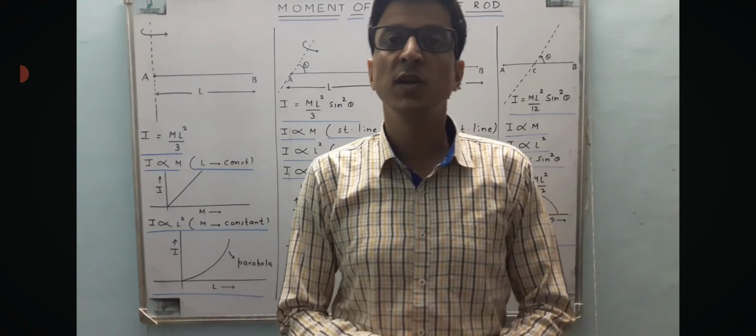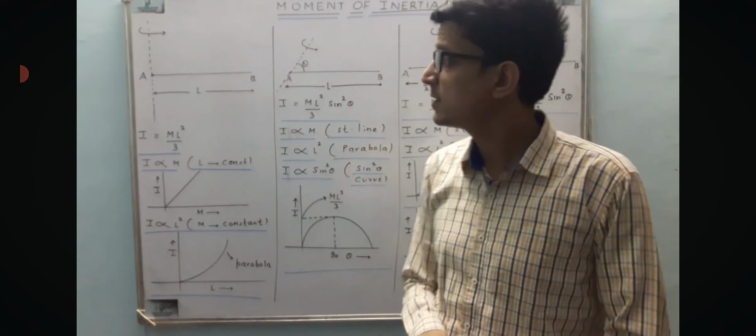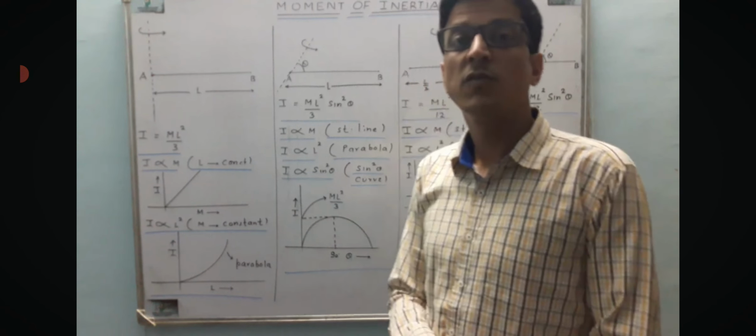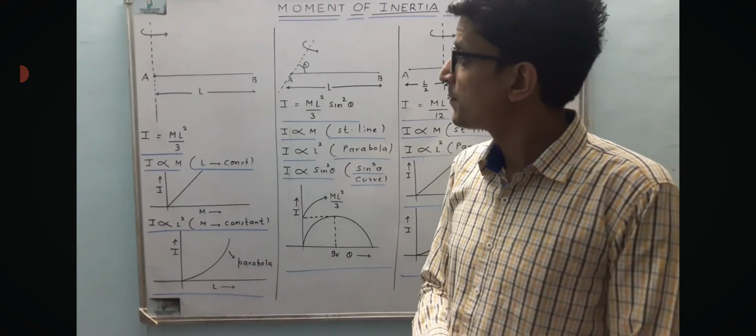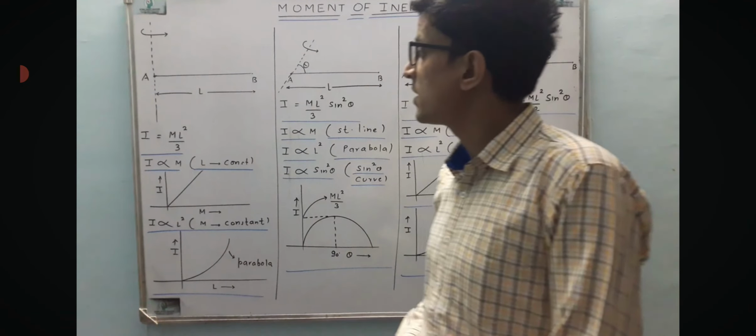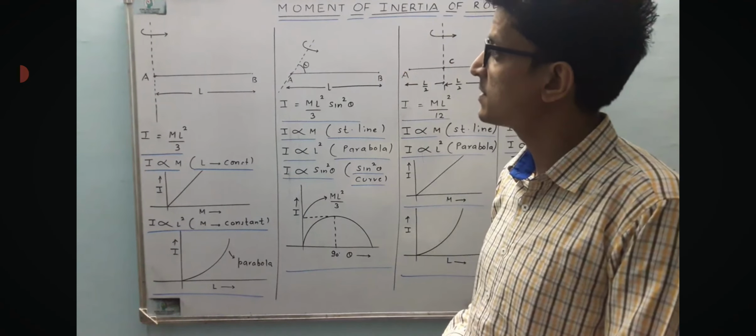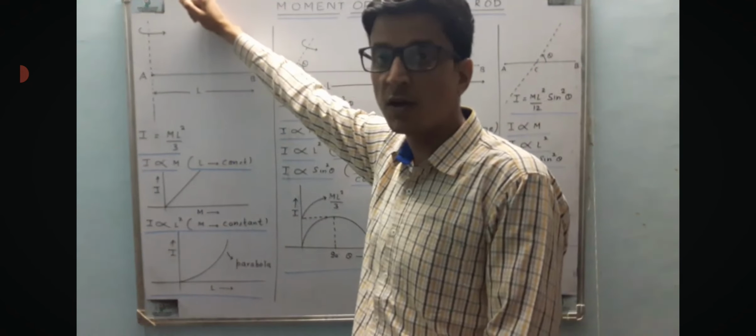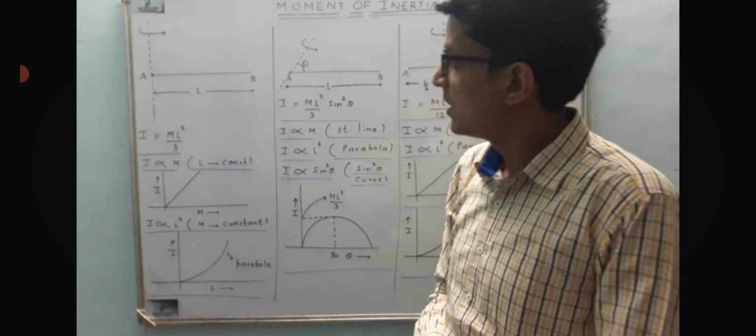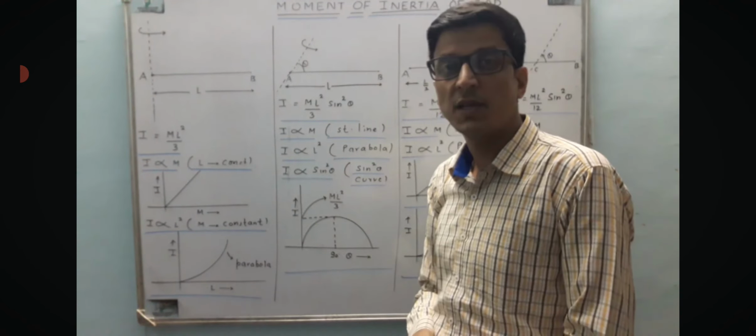Today I will discuss moment of inertia of a rod in different cases. So suppose we are given a uniform rod having length capital L, and it is represented as AB. So the first axis is an axis which is perpendicular to the rod and passes through the end. So moment of inertia is mL square by 3.